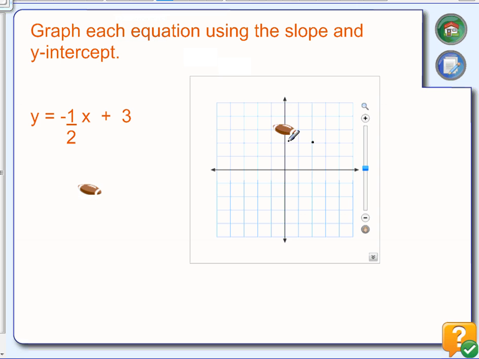So we can actually do a +1 and a -2. So what this shows us is that the negative sign here is only applied to either the rise or the run, not both at the same time. So then my line, very badly drawn, is going to look like this.